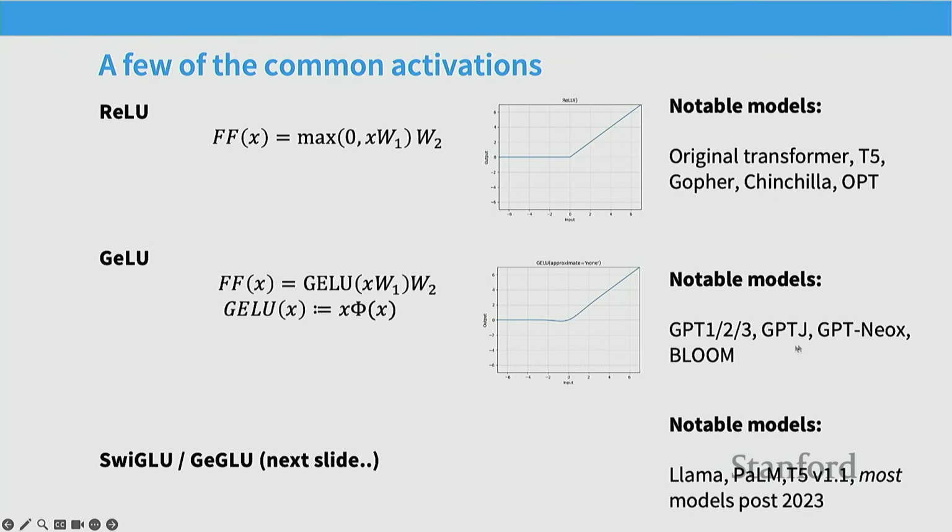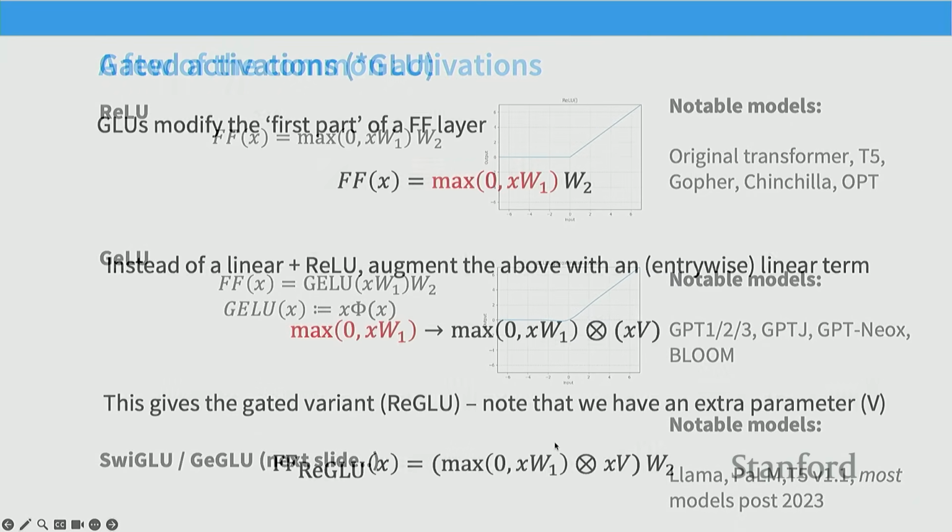The GPT family of models, 1, 2, 3, and GPT-J, and so on, all use the GeLU. And the original transformer and some of the older models used the ReLU. And really, almost all the modern models have switched to the gated linear units, like SwiGLU and the GeGLU and others, right? I think the Google folks really pushed for this, like PaLM and T5 and others. But since it's been tried and true, almost all the models post-2023 use a gated linear unit.